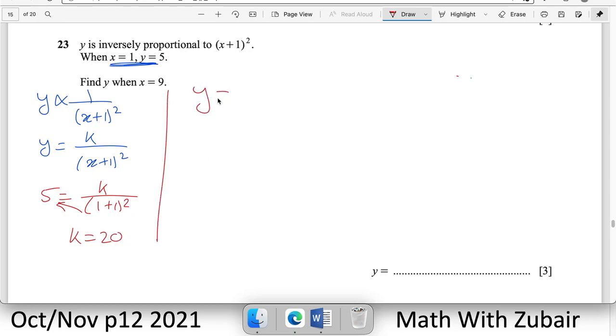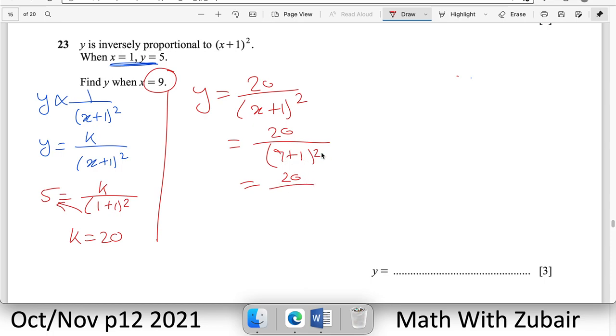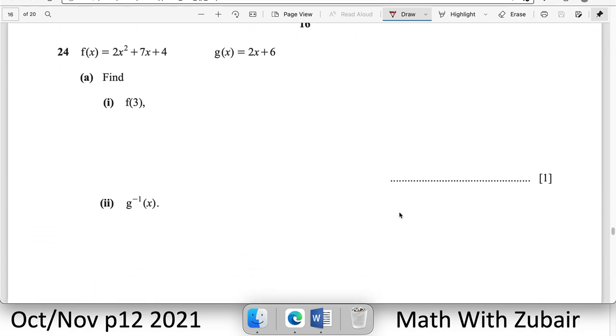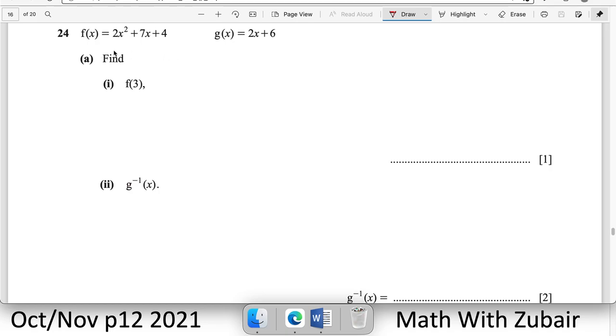Rewrite the equation y is equal to 20 divided by (x plus 1) whole squared. Find y when x is 9. So plug in the value and solve for it. 9 plus 1 is 10, 10 squared is 100. So either 1 by 5 or 0.2, it is your choice, it does not matter. Only if the question asks you for a fraction or decimal, then be careful.